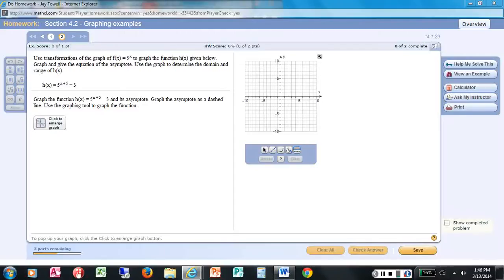Okay, I wanted to talk with you about a couple of problems here for this section. First one I have up here is to use transformations to graph f of x equals 5 to the x to graph h of x, which we see here is 5 to the x plus 5 power minus 3, and then put in some other information along the way. So I wanted to give you an example of that here, the way you enter all that in on the computer.